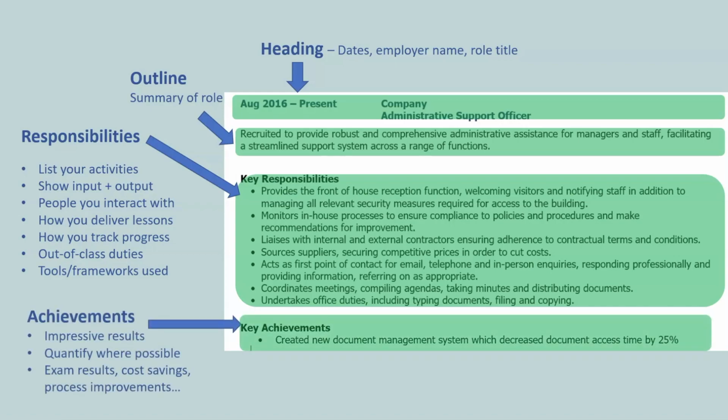If you've done anything really impressive that's had a big effect on your employer or your colleagues, then it's certainly worth mentioning. So for example, here this person's put they created a new document management system which decreased document access time by 25%. That shows they've gone out of their way, they've shown initiative, they've improved the process, and by doing so they've been able to decrease resource time within the business, which is obviously beneficial to the employer.